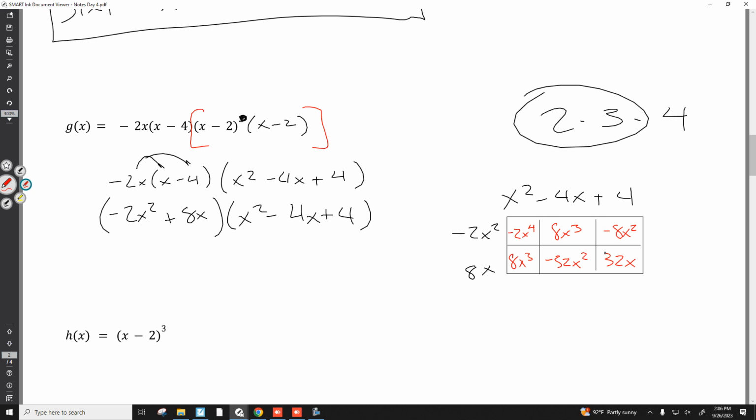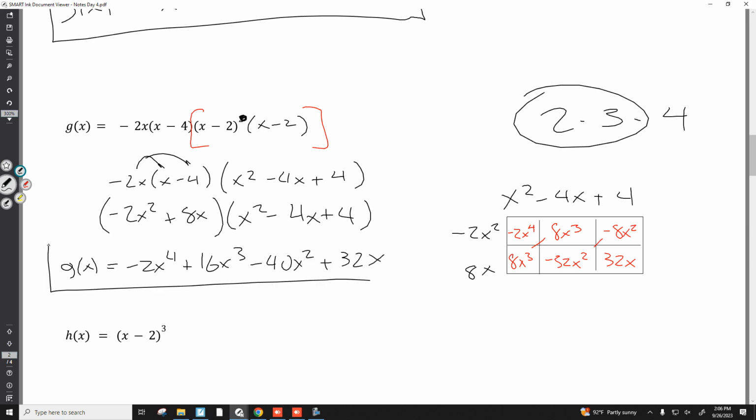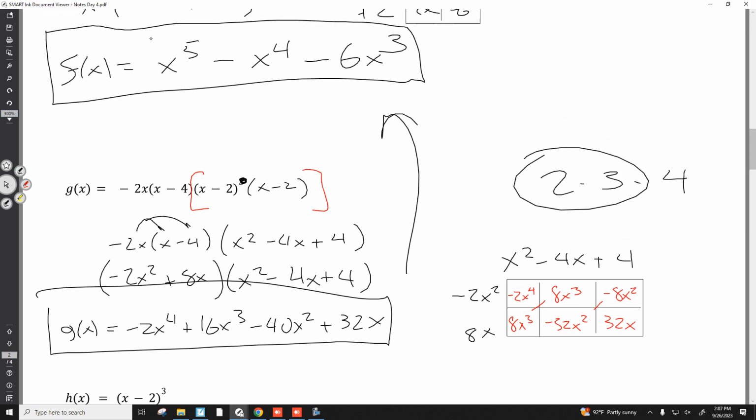What's great about the box is that you can see your like terms on the diagonal. So when you multiply everything together, or sorry, add everything together, you can just look on the diagonals to see you get 16x cubed, you got negative 40x squared, and you got a positive 32. This can be added to this, where you can see, oh, 1x to the fifth, negative 3x to the fourth, 10x cubed, etc., etc. We can't add polynomials together unless they're in standard form.